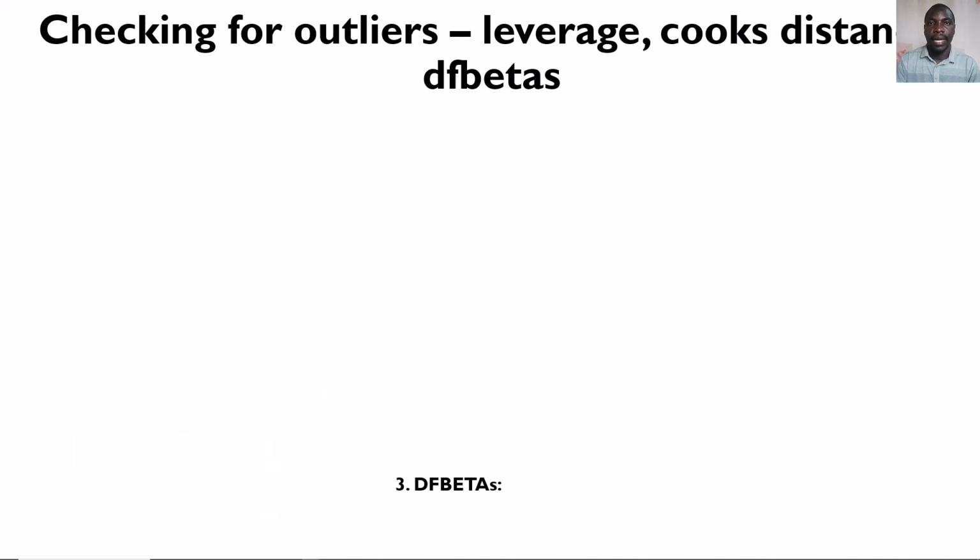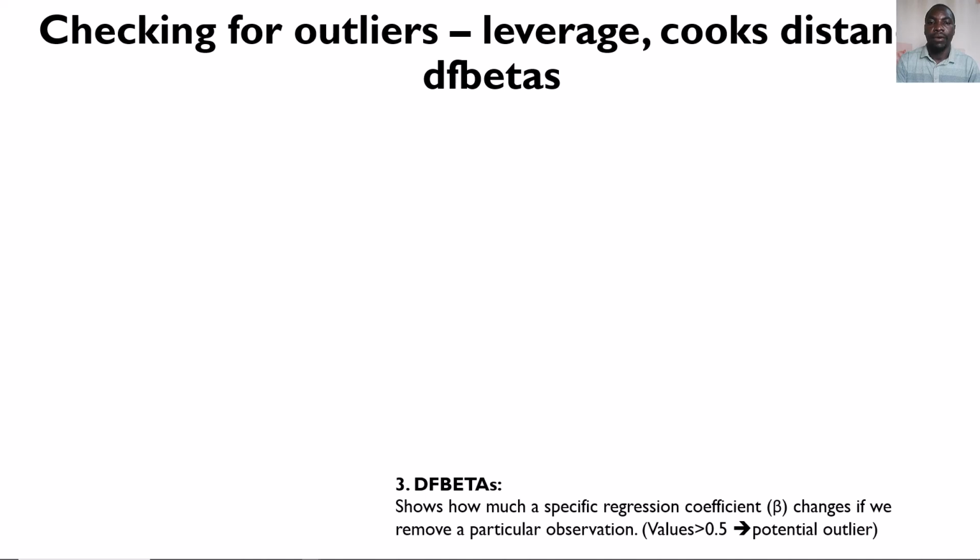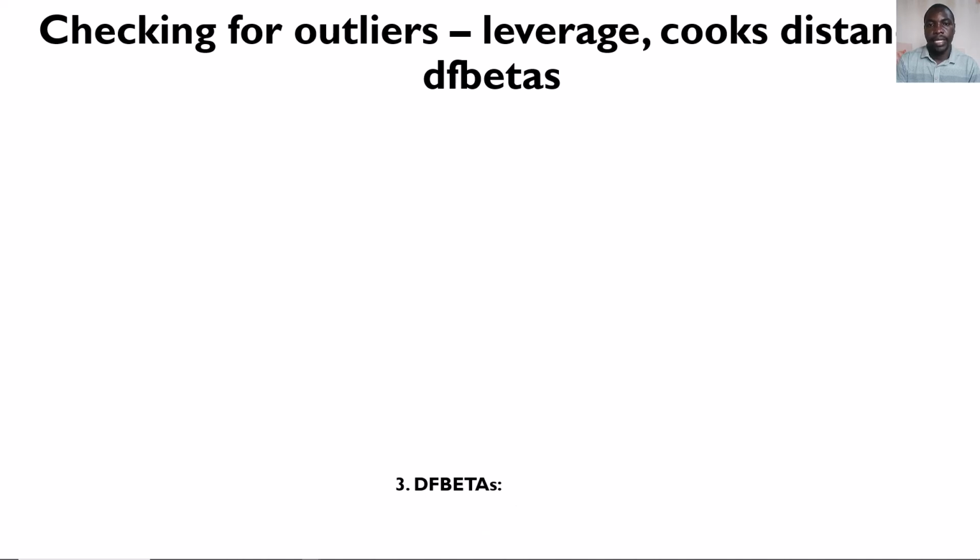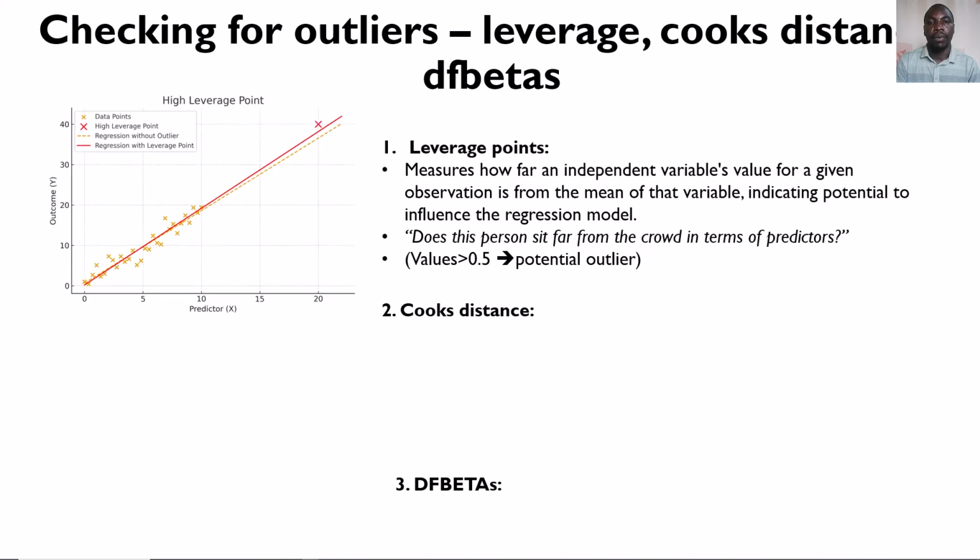And lastly, we have difference in betas, which show how much a specific regression coefficient changes if we remove a particular observation. And values above 0.5 are potential outliers. So on this background, we are going to get the leverage points, Cook's distance, and DFBETAs, so that we analyze and determine whether we have outliers.